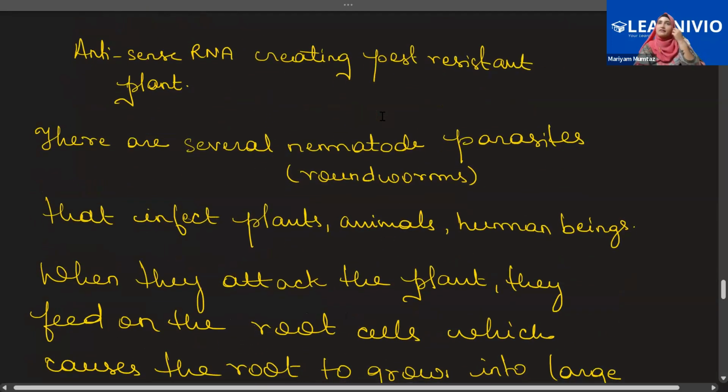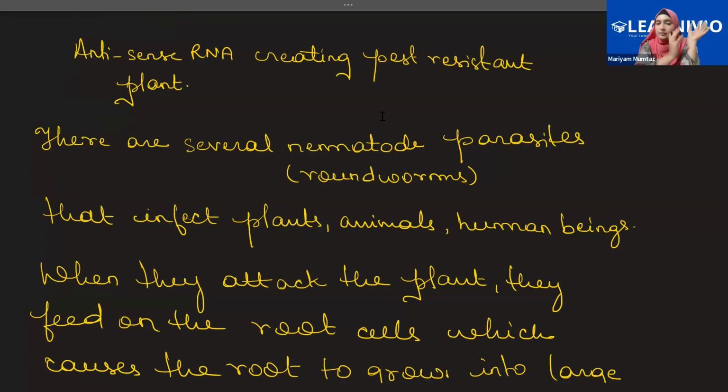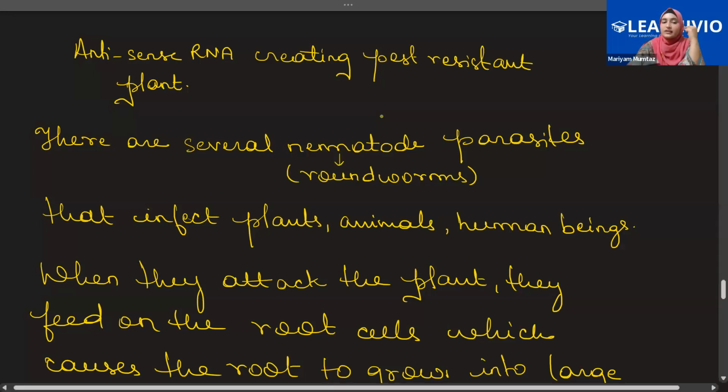Now, see what happens. We have discussed how certain insects are infecting the plants, right? When we talked about the BT cotton and everything. Now, we are going to discuss how a worm infects the vegetation and how people with the usage of biotechnology cannot rely on the presence of insecticides, pesticides and all of that. Now, there are several nematode parasites that are roundworms. Nematodes are roundworms that infect plants, animals, human beings, right? They infect all of us.